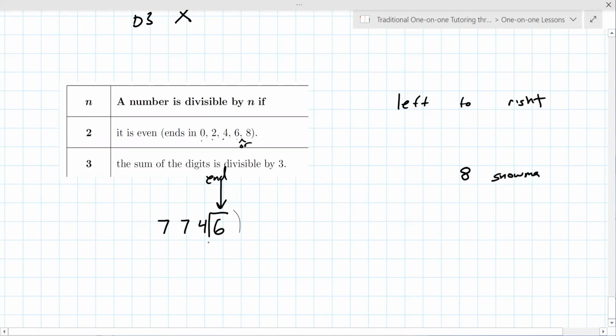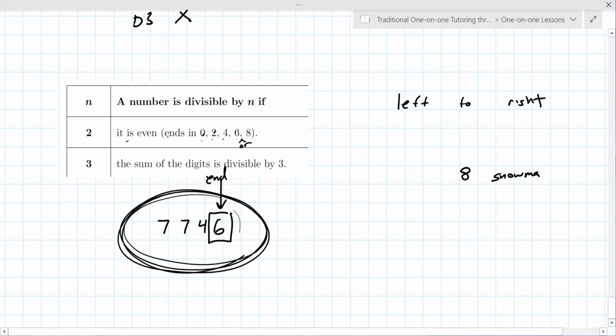Okay. What number is this? It's a 6. So is it even? Does this number end in a 0, 2, 4, 6, or 8? Yes, it's even. Now the next is the sum of the digits. I want you to add up the digits: 7 plus 7 plus 4 plus 6.